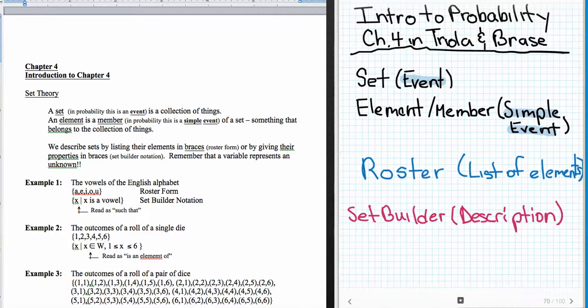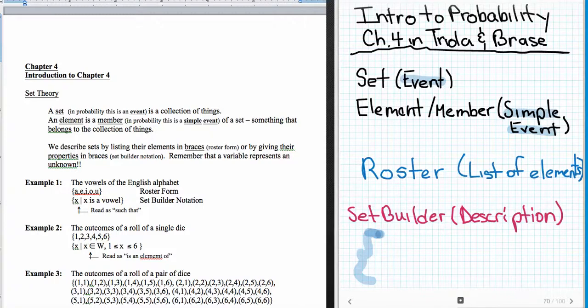And braces, remember, are kind of the curly cues. They look like this. And the roster form then lists the elements or the members or the simple events in the outcome as outcomes, and then it ends the set with the brace.